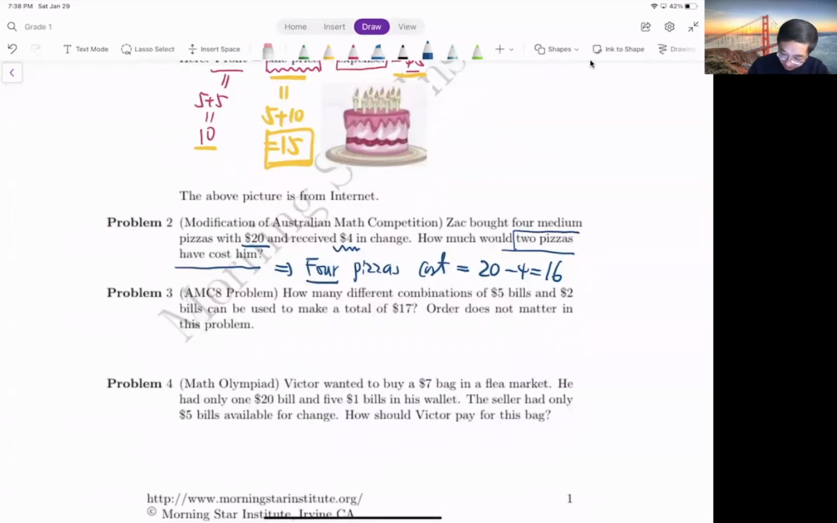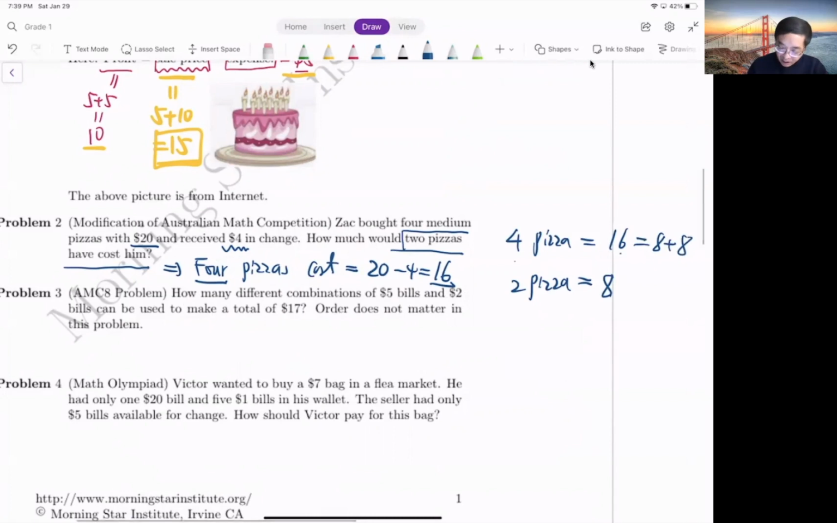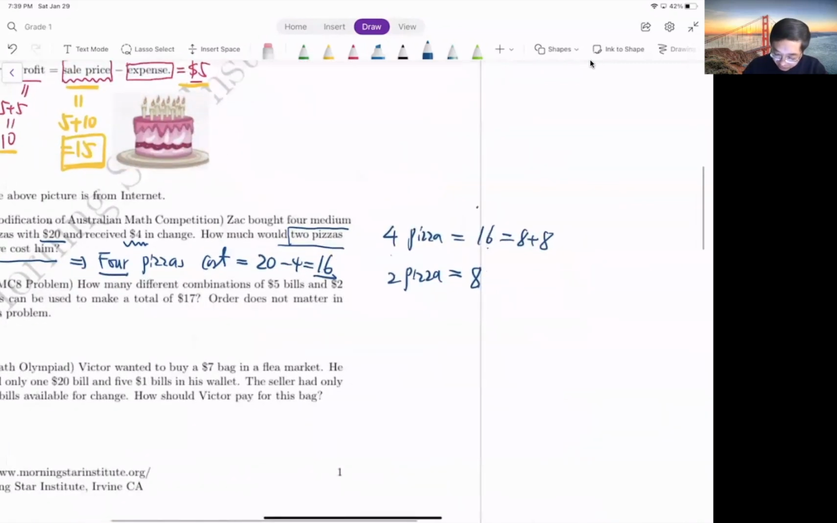If 4 pizzas cost 16, then 2 pizzas is half of it, right? So it's just 8, because 2 is half of 4, and 8 is half of 16. Or from here, you can just say 16 is 4 plus 4 plus 4 plus 4, and then you just get that 4 is 1 pizza. So 1 pizza is $4.